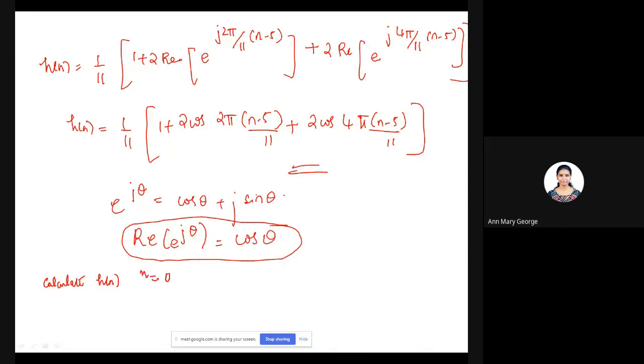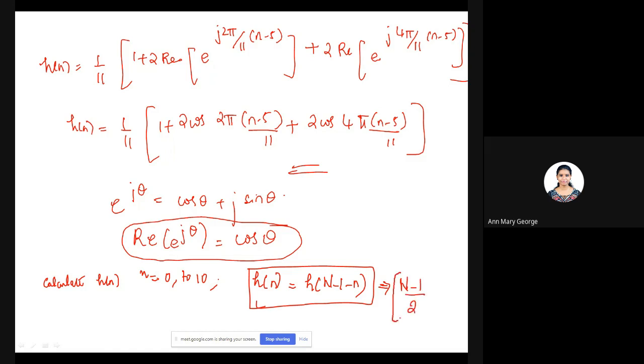Calculate the value of h of n for n equal to 0 to 10 by using the symmetric condition h of n equal to h of N minus 1 minus n, with the center of symmetry at N minus 1 by 2. This will be the center of symmetry.